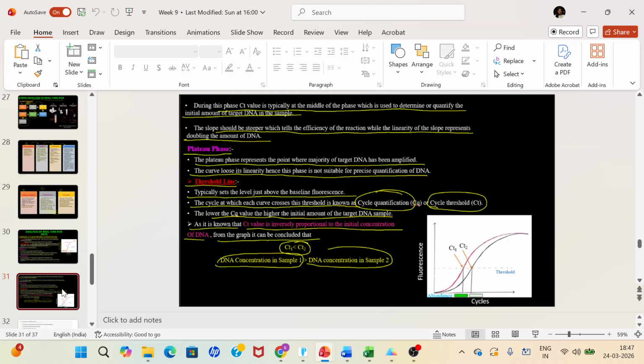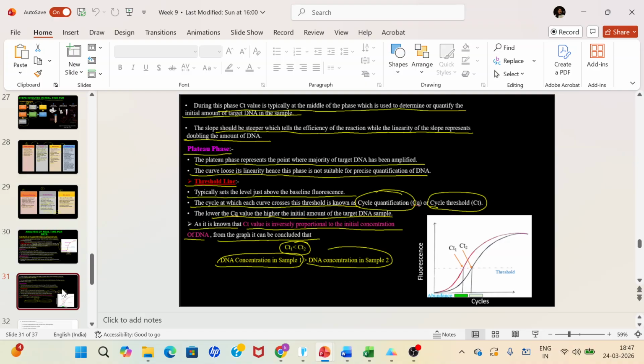The slope should be steeper, which tells the efficiency of the reaction, while the linearity of the slope represents the doubling of the amount of the DNA. Okay? So these are some of the things that you can observe from the graph only when you are observing the amplification in real time.